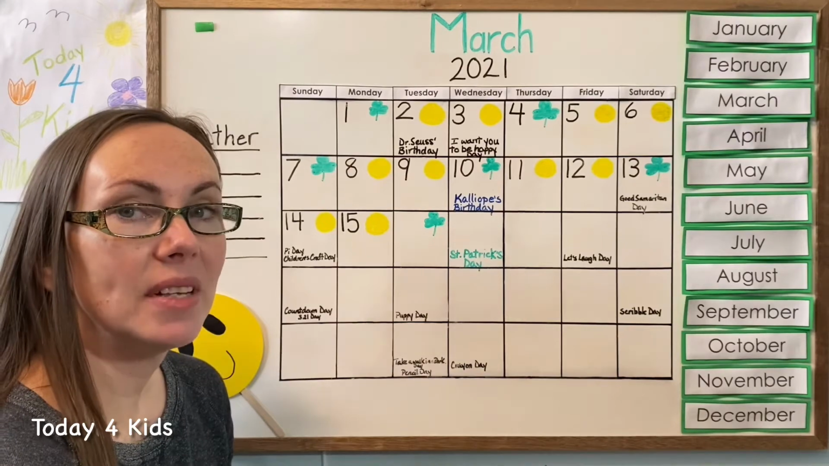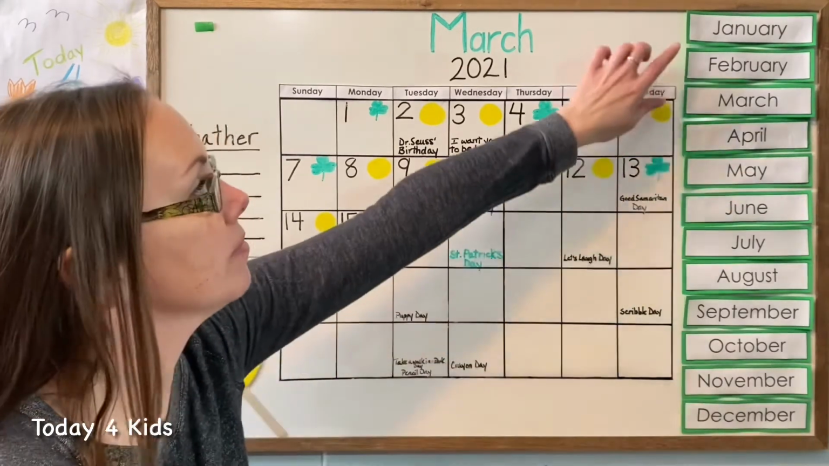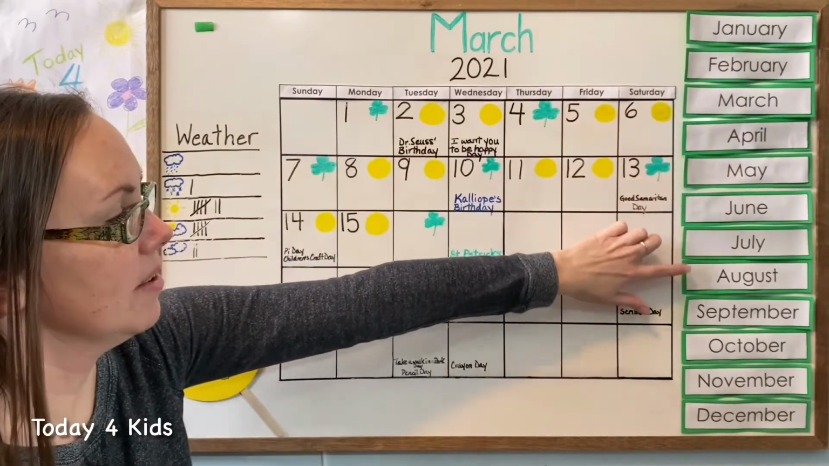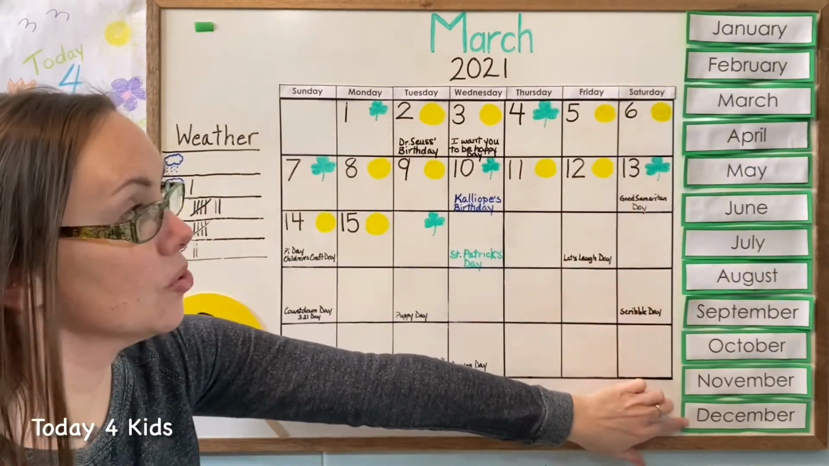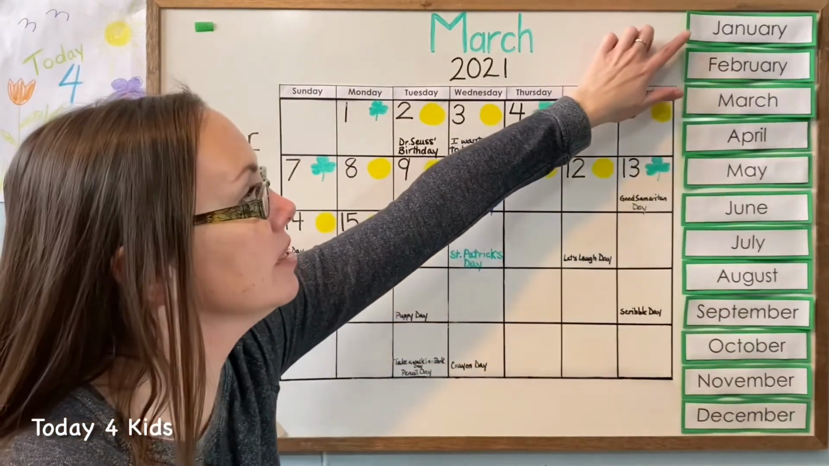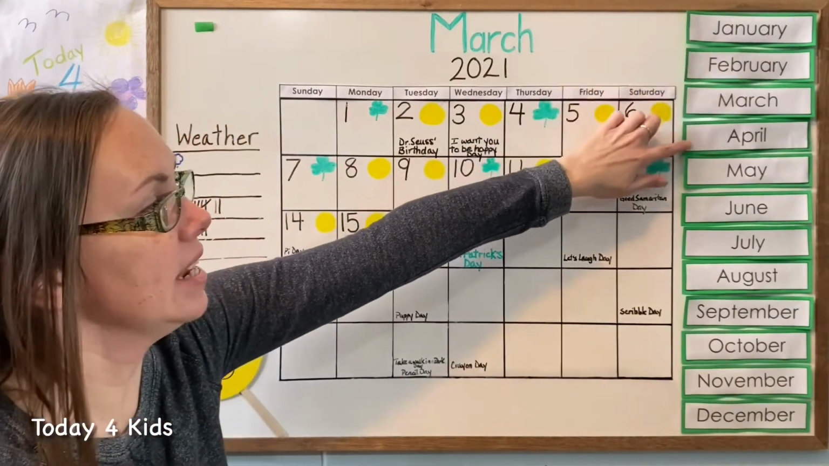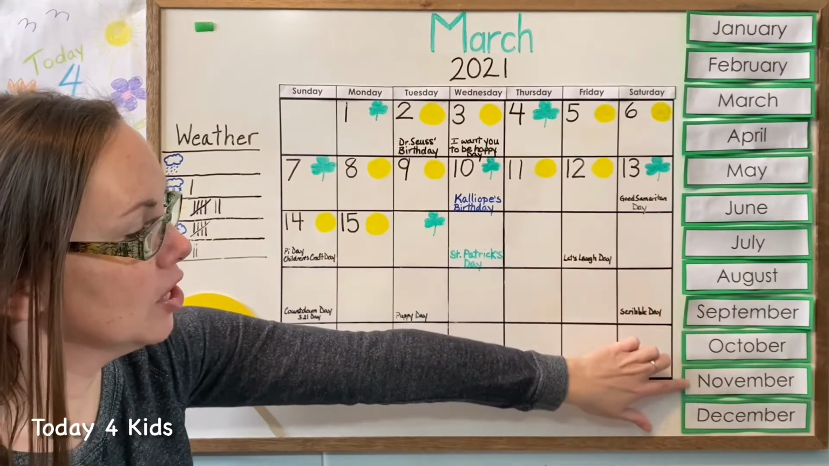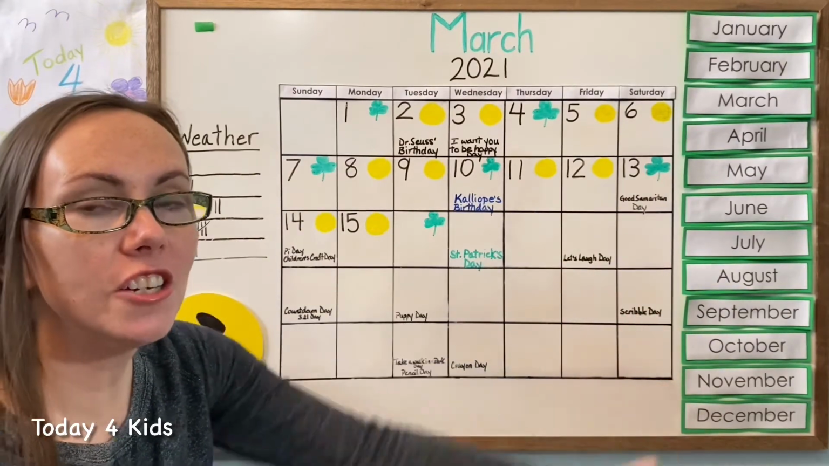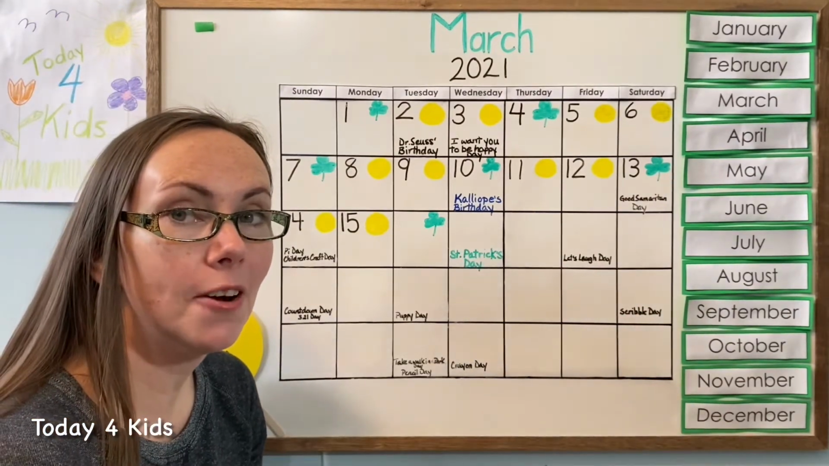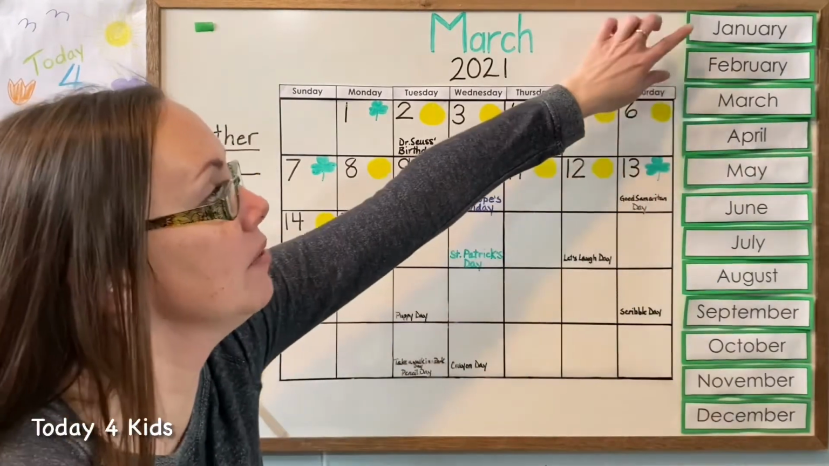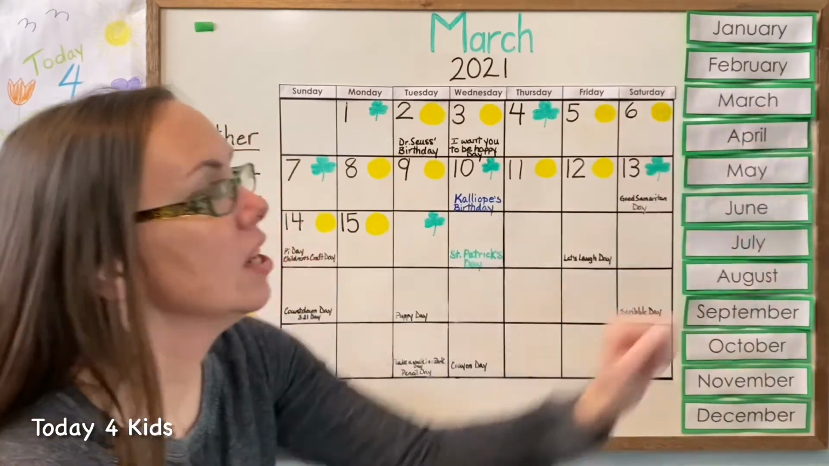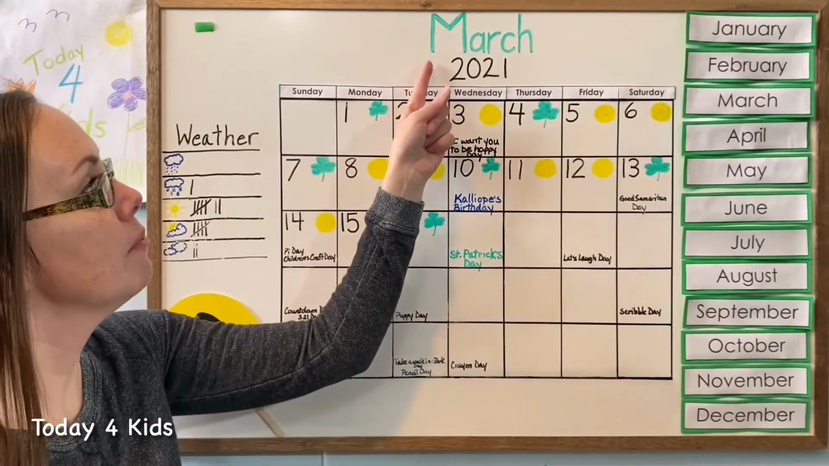Let's count them up and say their names together. Are you ready? 1, 2, 3, 4, 5, 6, 7, 8, 9, 10, 11, 12. Good job. Let's say all their names. January, February, March, April, May, June, July, August, September, October, November, December. Good job. And do you remember what month we're in right now? That's right. It's the third one from the top. 1, 2, 3. March.